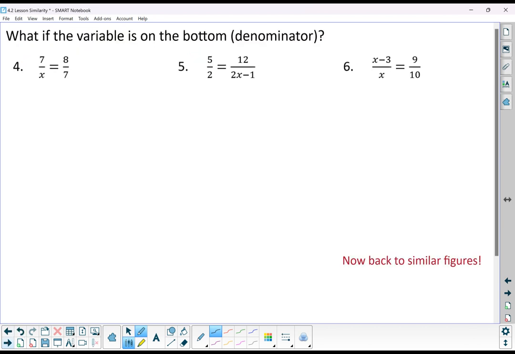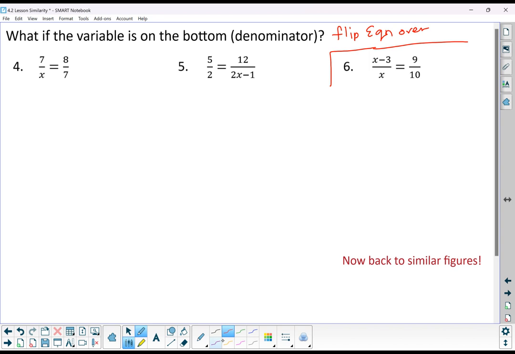Okay, so what if the variable is on the bottom? Honestly, a lot of times when students see equations like this with the variable on the bottom, they panic or they feel like it's a lot harder. In reality, it's not a lot different. But one method that I think is pretty successful for a lot of students is the idea that if the variable is on the bottom, you can absolutely just flip the whole equation over. I'm not going to do that on number 6, but that's what I'm going to use on the other one.